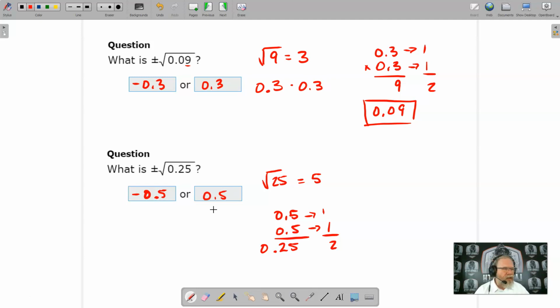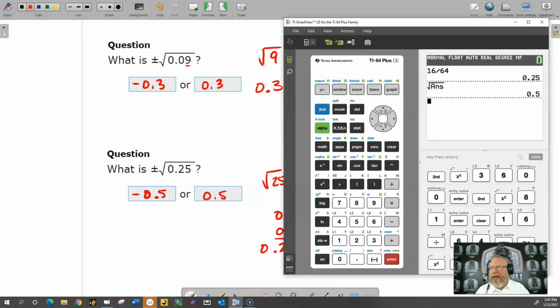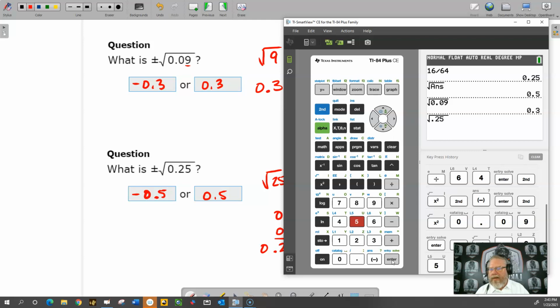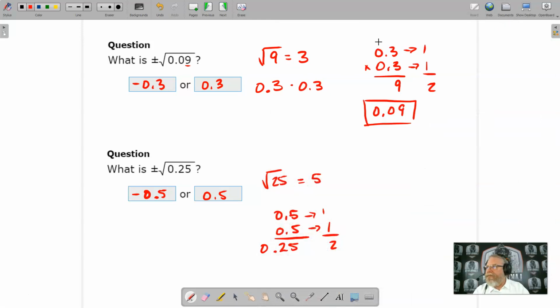Now I could go ahead and use the calculator for these. Again, good practice to remember where that radical symbol is on our graphing calculator. So let's do the square root of 0.09 and hit enter, and sure enough, we get 0.3. And if we do the square root of 0.25, we don't have to put that 0 in there, it'll still get the same thing. We end up with 0.5, remembering that there is a positive and a negative version of it.